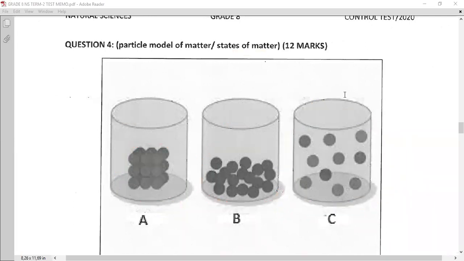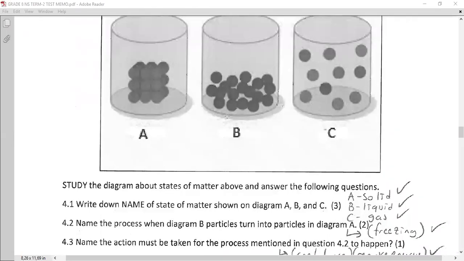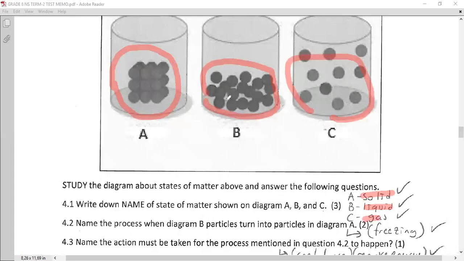So let's talk about this. Question 4. Study the diagram about states of matter and answer the following questions. Write down the name of the state of matter shown in the diagram A, B, C. State of matter: solid, liquid, gas. If it is more orderly, if there's a solid structure, like this, as you see, it's solid. A, solid. B, liquid, okay? There is less order, okay? And then they are freely moving in C, that is gas.